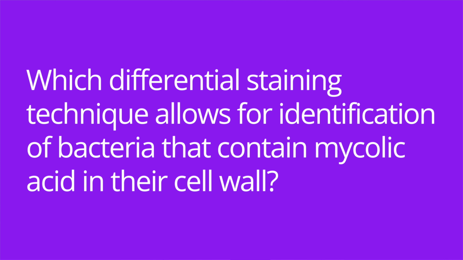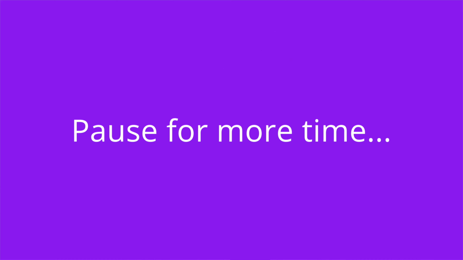Number 4. Which differential staining technique allows for the identification of bacteria that contain mycolic acid in their cell wall? The answer is an acid-fast stain.